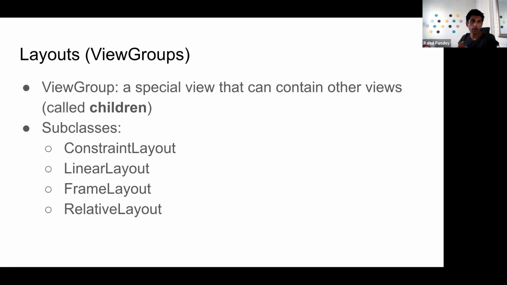This is kind of what I just said, right? View groups are a special kind of view that can contain other views. There's essentially a parent-child relationship here. The views that are inside of the view group are called children. And there are many kinds of view groups: constraint layout, linear layout, frame layout, relative layout.